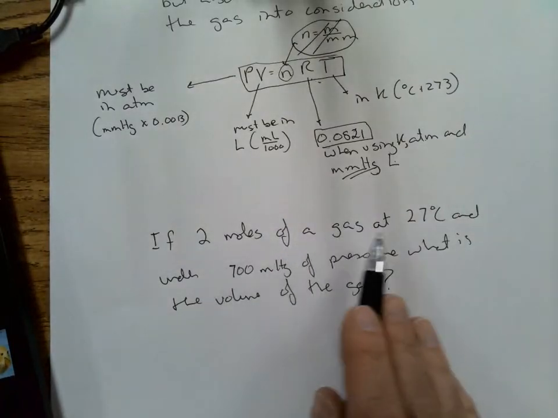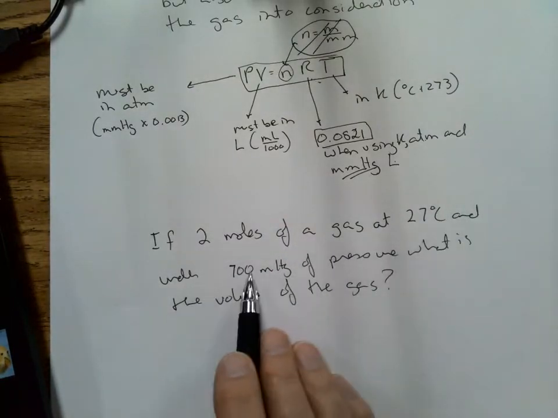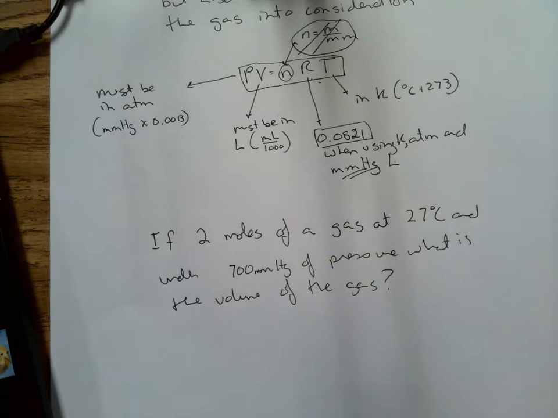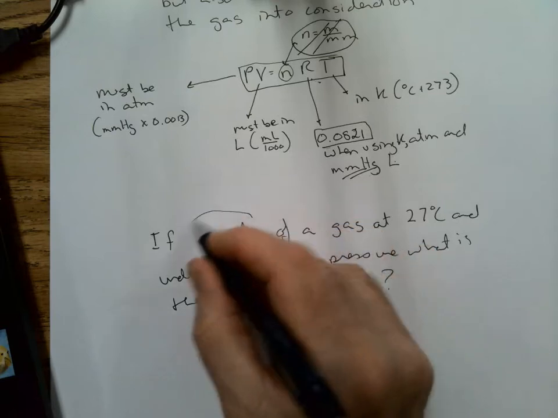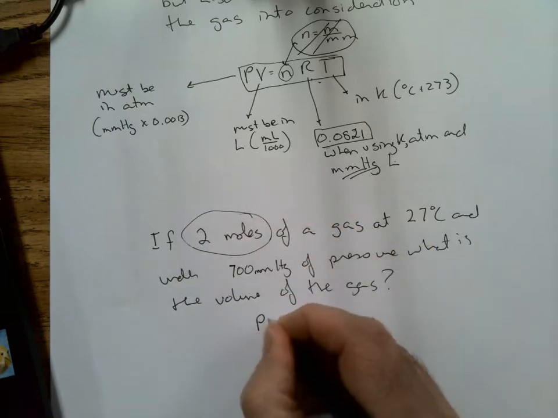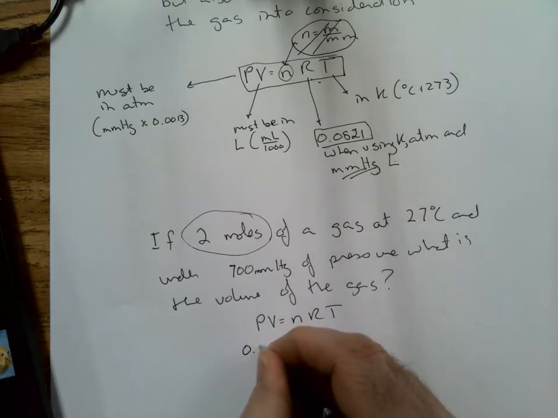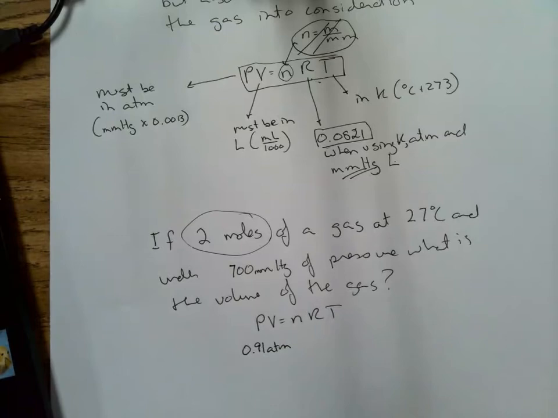Let's try a problem. If 2 moles of a gas at 27 degrees Celsius and under 700 mmHg, millimeters of mercury, of pressure, what is the volume of the gas? So when you get an ideal gas law problem, and you'll know when you have one because you'll get moles, write down PV equals nRT. Your pressure, remember, we have to take that 700. If it's given in millimeters of mercury, we need it in ATMs, so we have to times it by 0.0013, and we will get 0.91 ATM as our pressure.